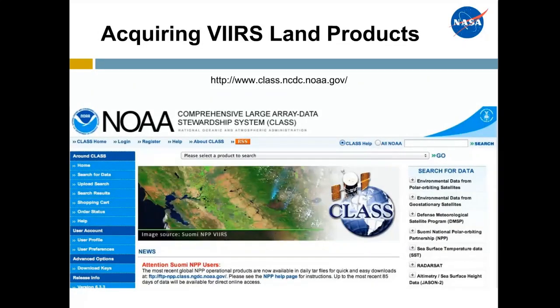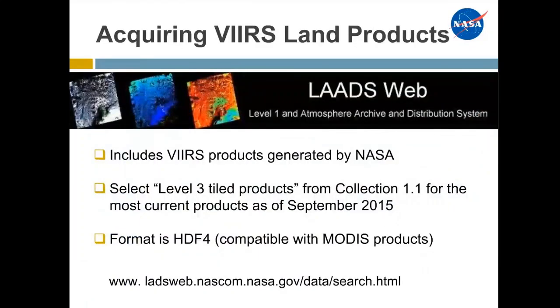To find the VIIRS products, you can search the Comprehensive Large Array Data Stewardship System. This is hosted by NOAA and provides access to many different data products in addition to VIIRS. The website is shown here. All VIIRS land products can also be acquired from the Level 1 and Atmospheric Archive and Distribution System, or LAADS, website. It includes the most recent products generated by NASA in HDF4 format.